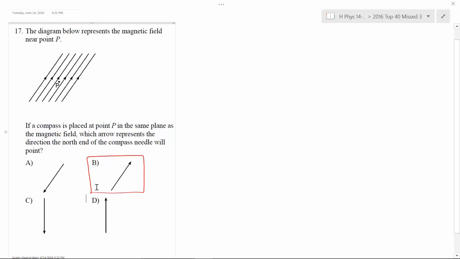B. Now, this is one where students get a little mixed up because of compasses and their experience with them pointing towards the North Pole. The compass will always align itself with the direction of the magnetic field. But what students don't necessarily realize is that on the Earth, not that you need to know this to answer this question, but if this is the Earth, the geographic North Pole is actually a magnetic South Pole. And you guessed it, the geographic South is a magnetic North Pole.